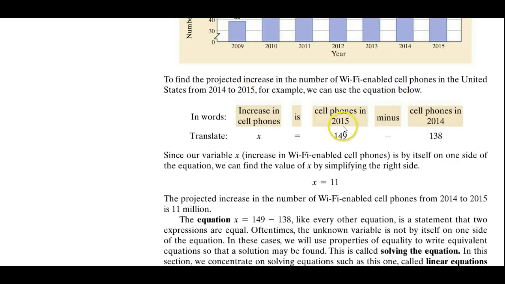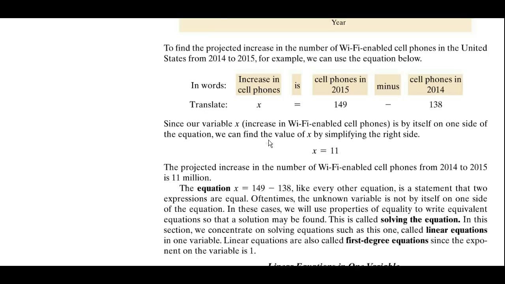And we know it's an equation because there's an equal sign in it. So the increase in cell phones, we're letting X stand for that, is equal to the cell phones in 2015 minus the cell phones in 2014, and it comes out to be X equals 11. So again, what we're saying is what is on one side is equal to what is on the other side.